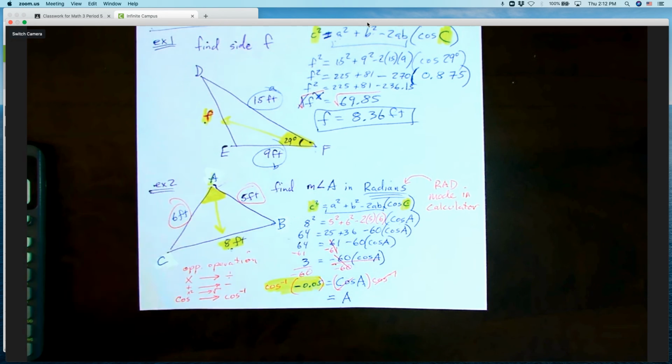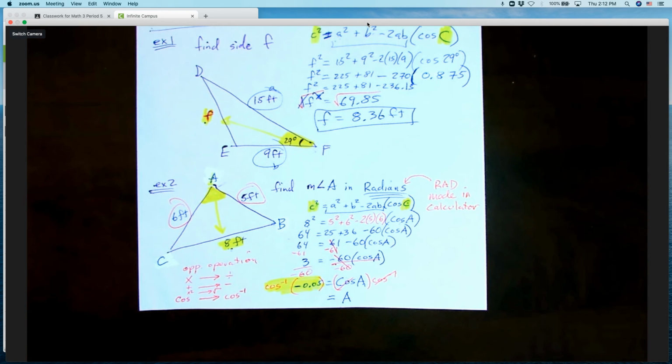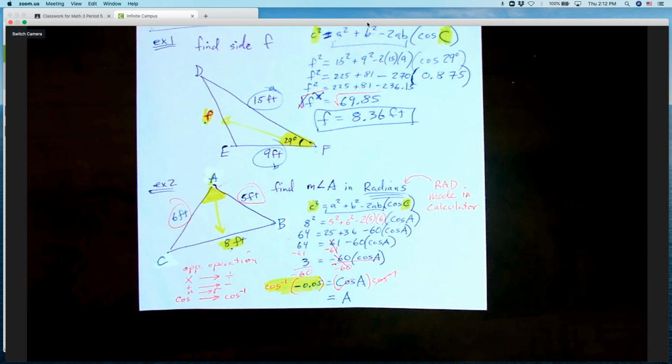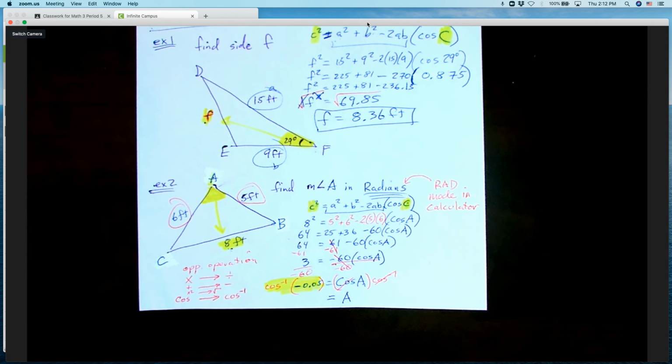Okay? So I want you to try to get that in your calculator. You're in radian mode. Try to look on your calculator and find where that cosine -1 is. It's behind the cosine button. You're going to go 0.05 negative, and then you're going to go second cosine.